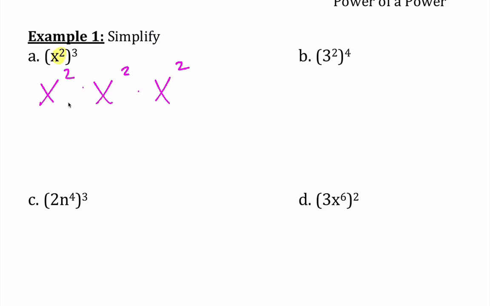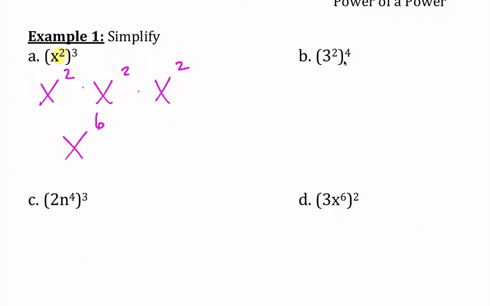So this should look like what we did yesterday. I see that I'm multiplying x's together, so I'm going to have x. And yesterday we learned if we have x squared times x squared times x squared, we add these together. So 2 plus 2 plus 2 is 6. So x squared to the third power is x to the sixth.